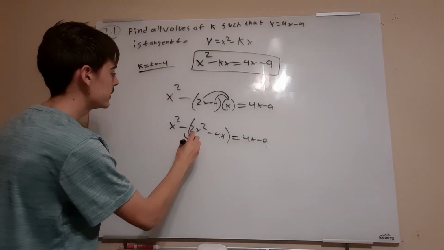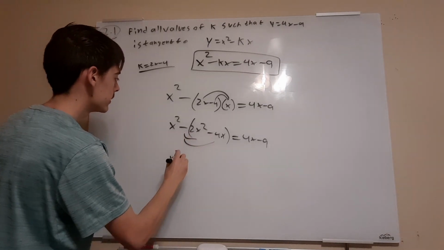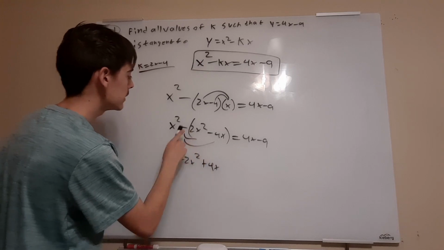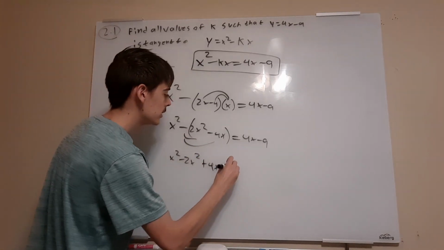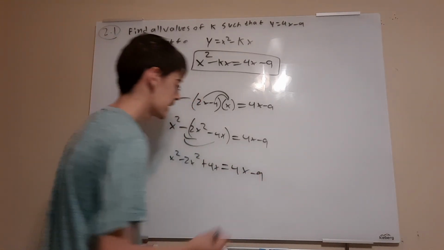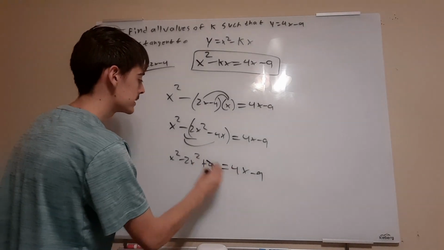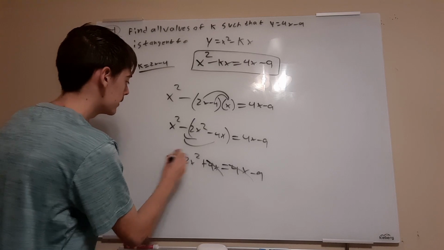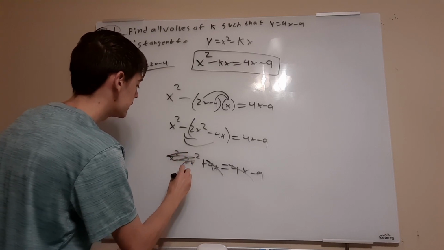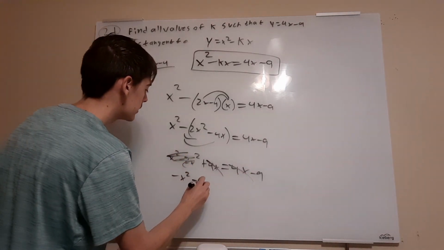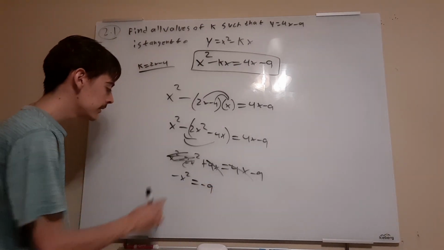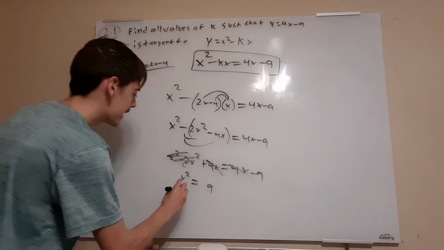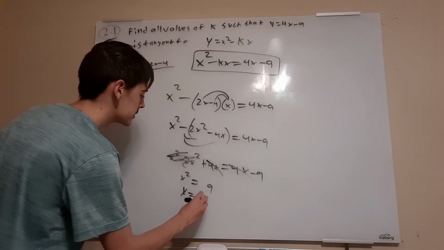Now let's distribute this negative into here. That will be x squared minus 2x squared plus 4x, because a negative times a negative is a positive, and then equals 4x minus 9. Now if you notice there's a 4x on both sides of the equation, so we could cancel those. This x squared minus 2x squared is just going to turn into a negative x squared. And then we still have this negative 9. So negative x squared equals negative 9. You can get rid of both the negatives by dividing both sides by negative 1. And that will tell us that x equals plus or minus 3.